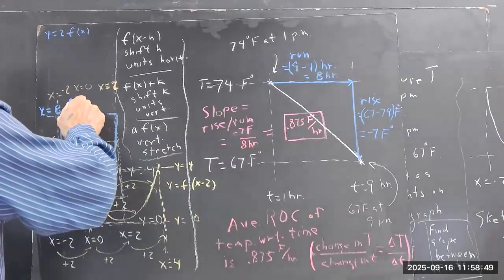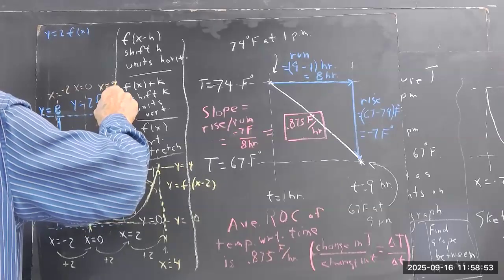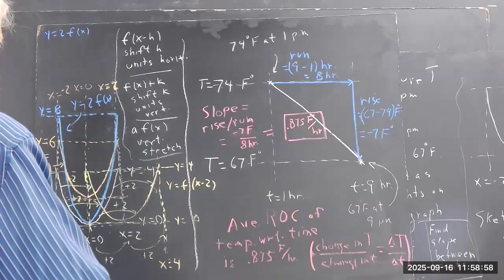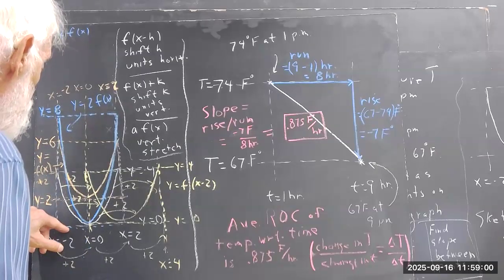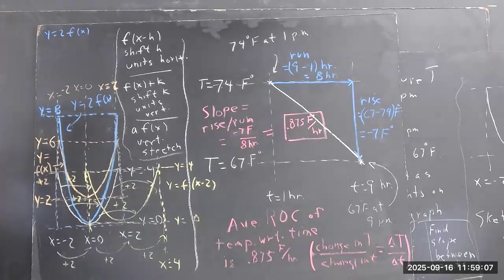So this is a graph of y equals 2f of x. And every point has become twice as far from the x-axis. Okay?